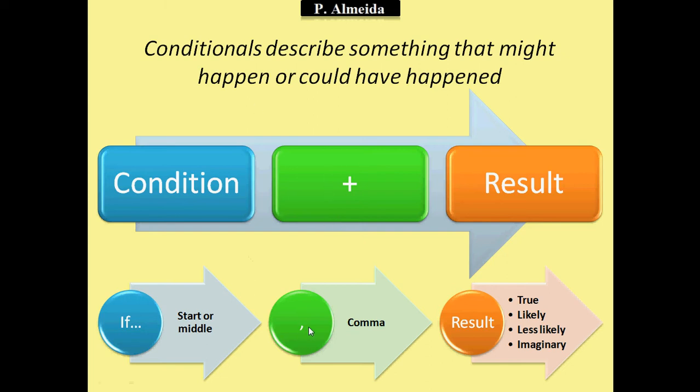So then you have the comma to separate the two parts of the sentence, and then you get the result. Now, the result could be a true result, a likely result, a less likely result, or an imaginary result. And depending on the result that you have in your conditional sentence, I'm going to have type 0 for the true result, type 1 for the likely result, type 2 for the less likely result, and type 3 for the imaginary result. So let's see how you make the conditionals, which are the types and all that stuff.